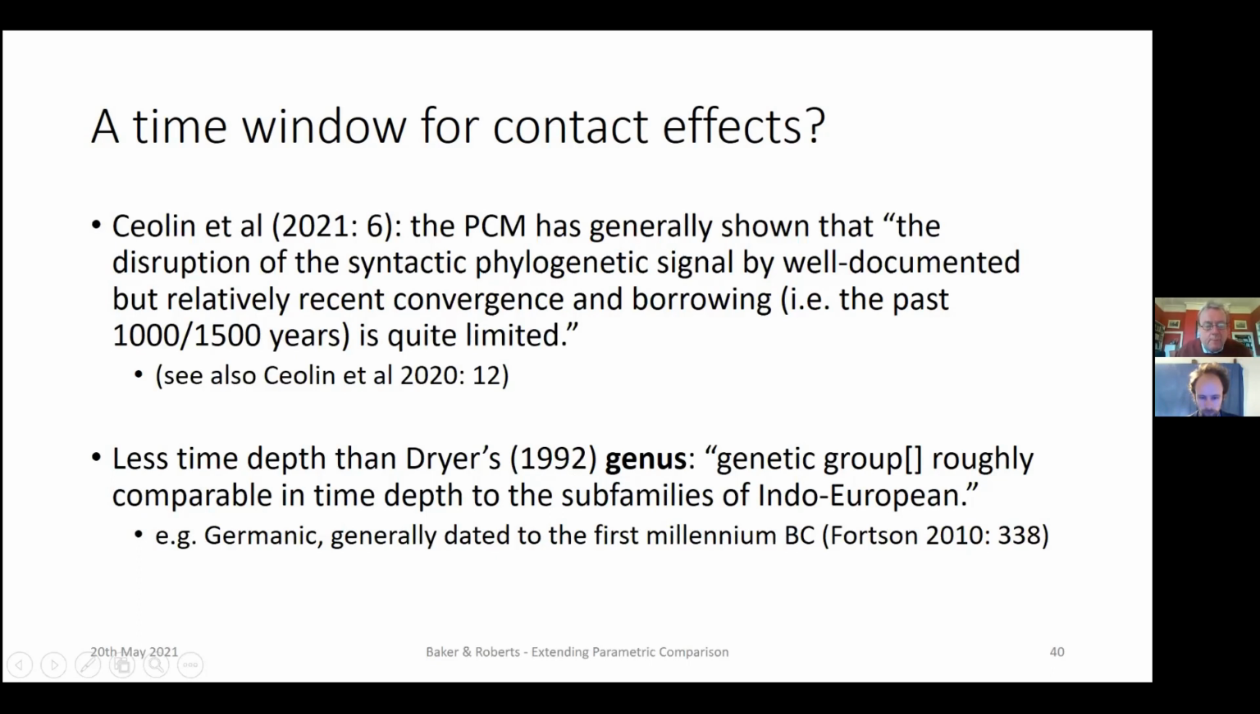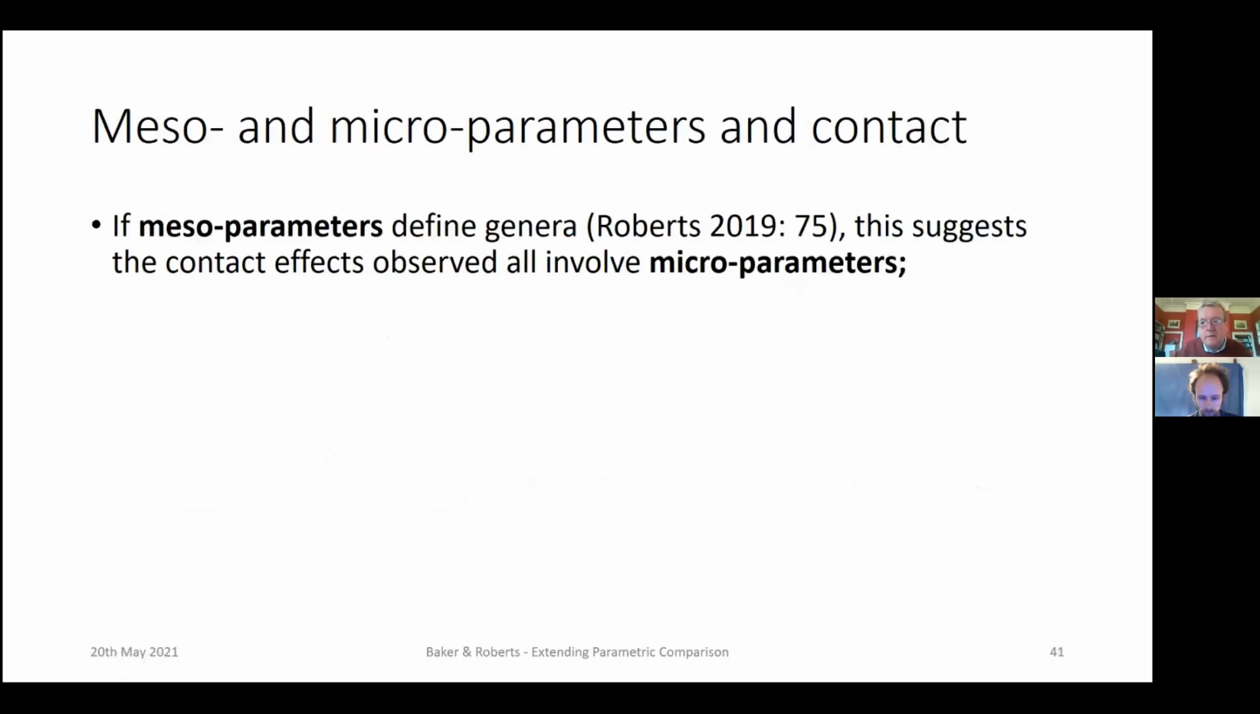So we could possibly connect this to the typology of parameters that various of us in the Cambridge group have been developing. If mesoparameters define genera, which I think may be a plausible conjecture, then what this suggests is that the contact effects we observe all involve microparameters. Now, of course, one thing we need to do, and in fact are in the process of doing, is to code our 87 parameters as meso, micro, or nano parameters in terms of our taxonomy of parameters. Again, we don't quite have those results ready to show you yet, but we're actively working on this.